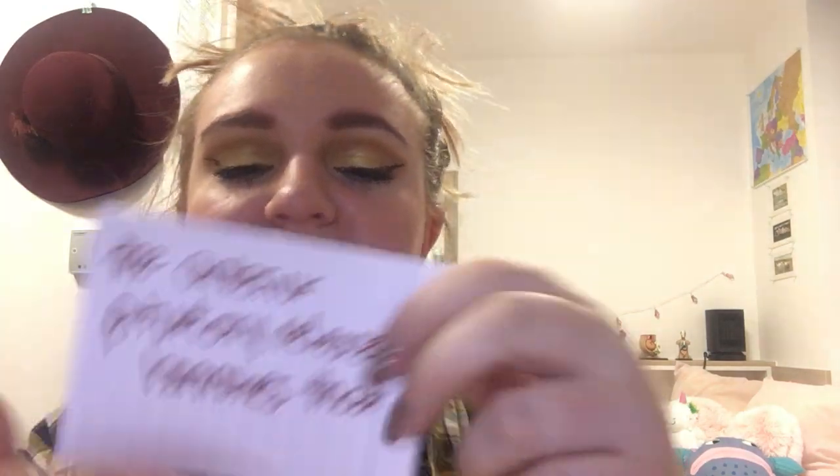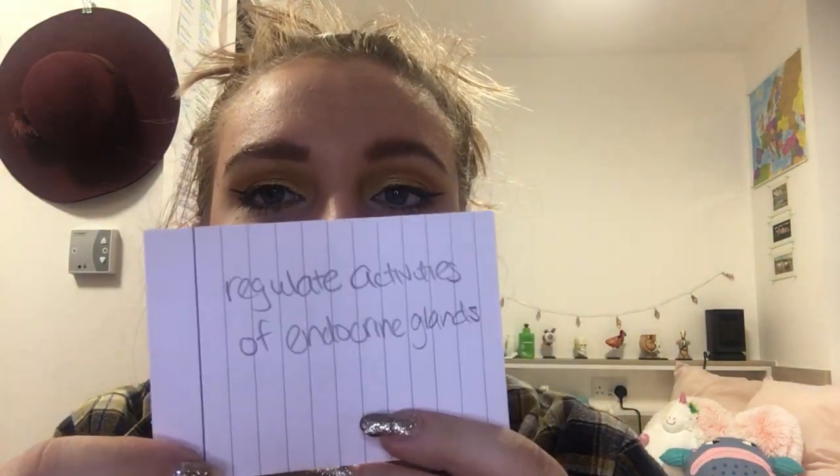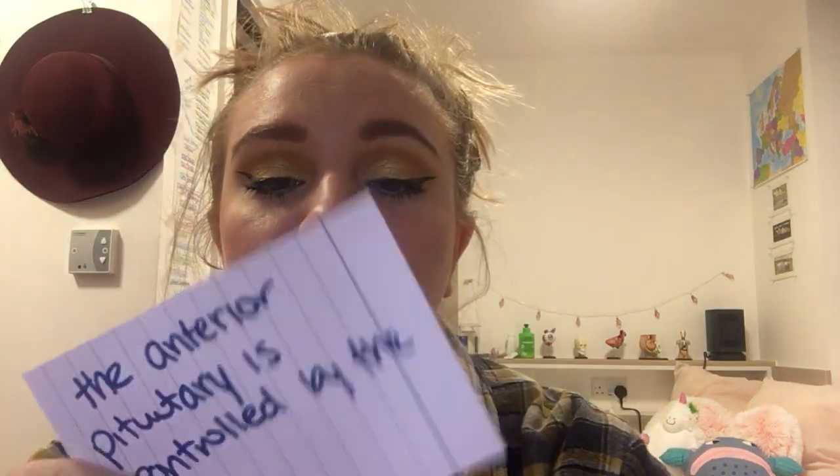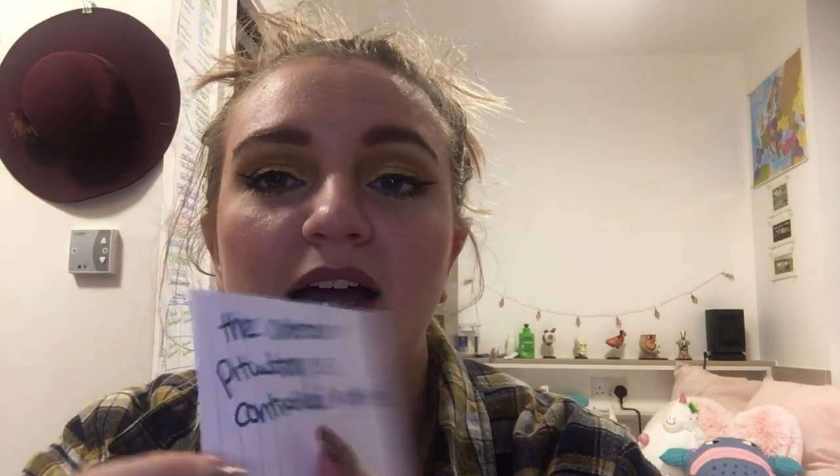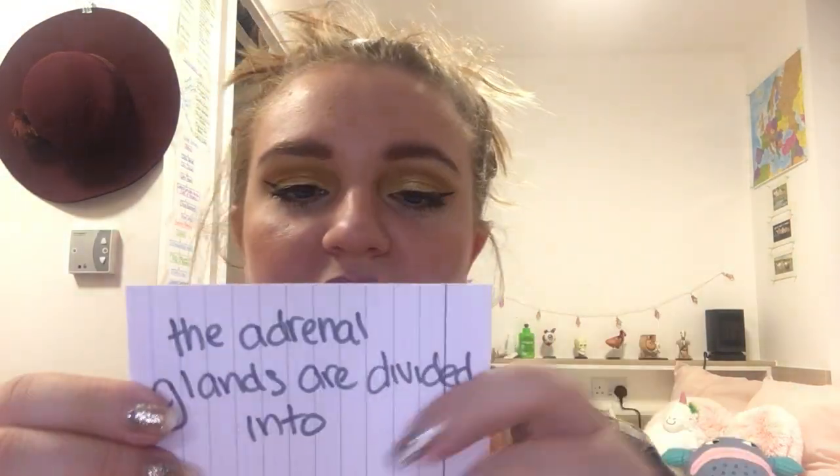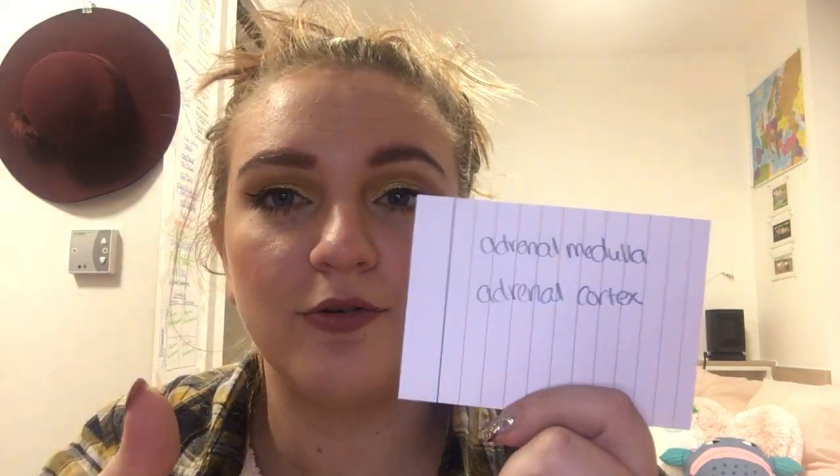The anterior pituitary releases hormones that regulate activities of the endocrine glands. The anterior pituitary is controlled by the hypothalamus, that lovely guy. The adrenal glands are divided into the adrenal medulla and the adrenal cortex. These are guys we talk about a lot once we get into biochemistry as well.